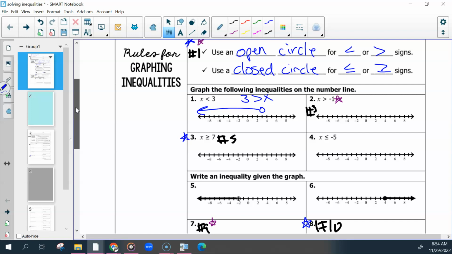Number 3, I'm going to skip around. This would be a closed circle because it has the line at 7 going to the right. If you're not sure which direction, ask yourself, what is it saying? So if it says x is greater than or equal to 7, would 8 be a possibility? Would 9 be a possibility? If the answer to that is yes, go that way. Would 6 be a possibility? No, so I can't go that way.